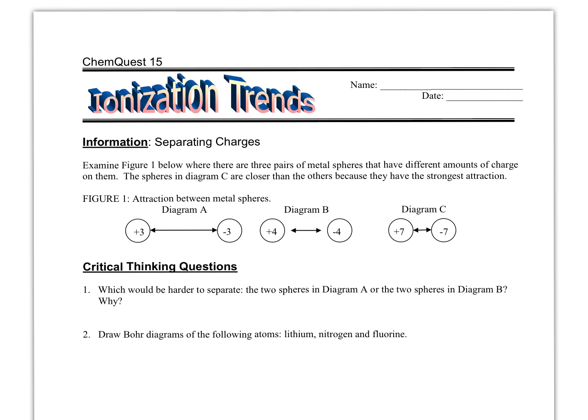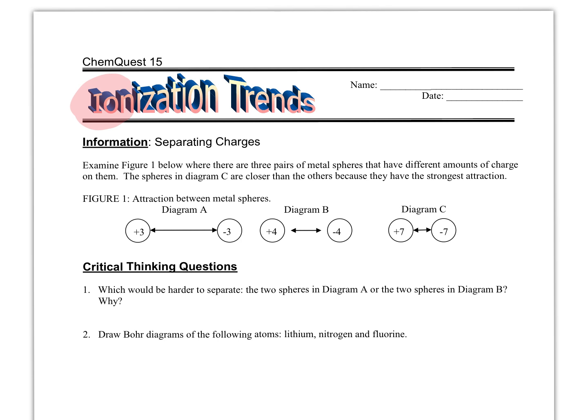Okay, let's go through Chem number 15. And this is talking about some more trends on the periodic table. These are called ionization trends. One thing you want to notice about that word is that at the beginning of ionization is the word ion. An ion is basically an atom that has a charge.